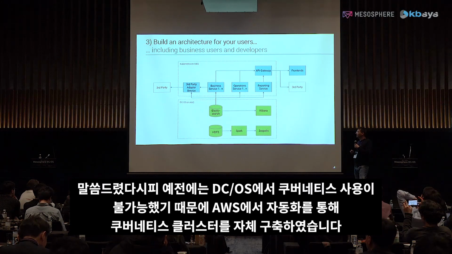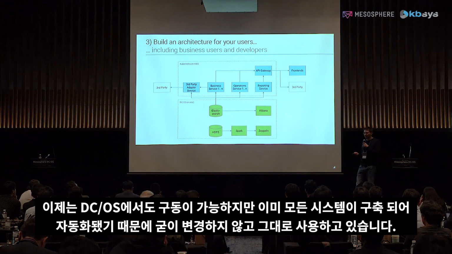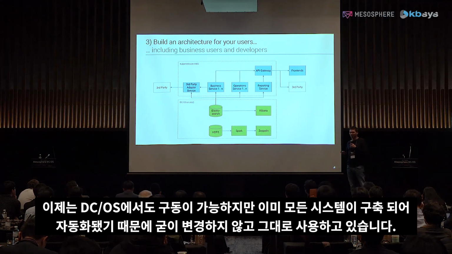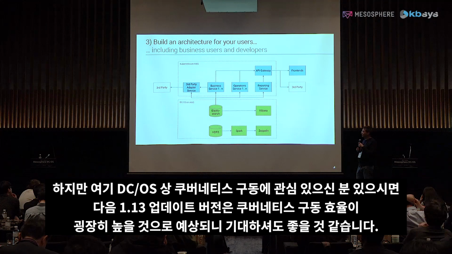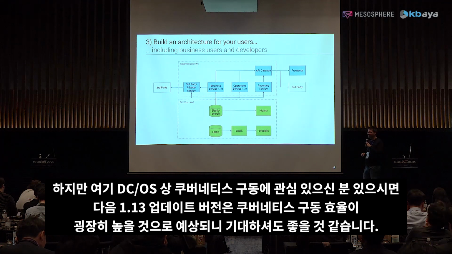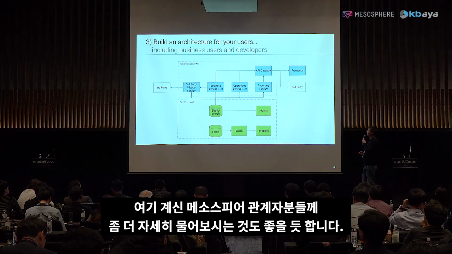Back then, as I said earlier, Kubernetes was not available on DC/OS yet. So we set up our Kubernetes clusters with our own automation on AWS. So it's not running on DC/OS. But now it could run on DC/OS, but since everything is working and automated, it doesn't really make sense for us to change that. But for anyone interested in Kubernetes on DC/OS, the next DC/OS version, the 1.13, there will be very sweet additions for running Kubernetes. It's going to be very nice, so you can look forward to that. Maybe ask the Mesos colleagues about any details they want to give at this point in time.